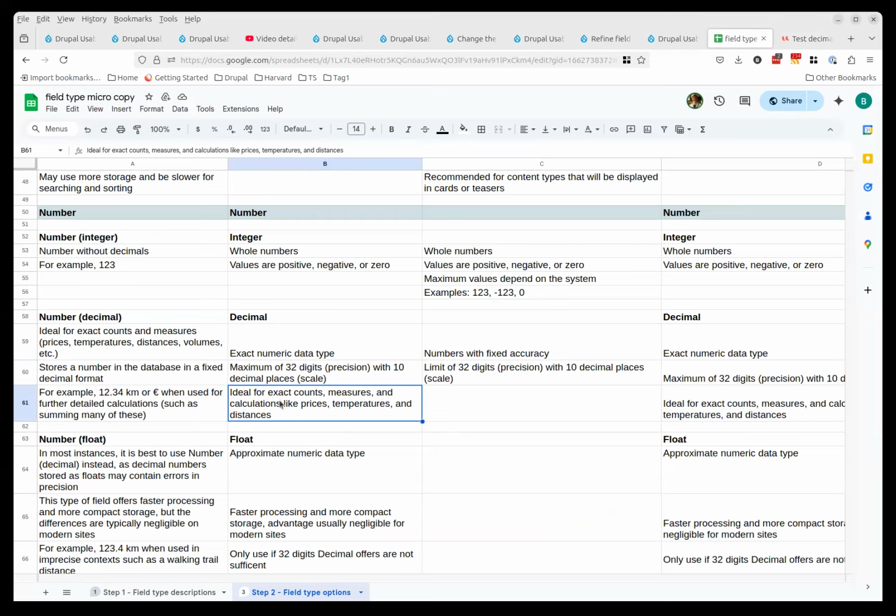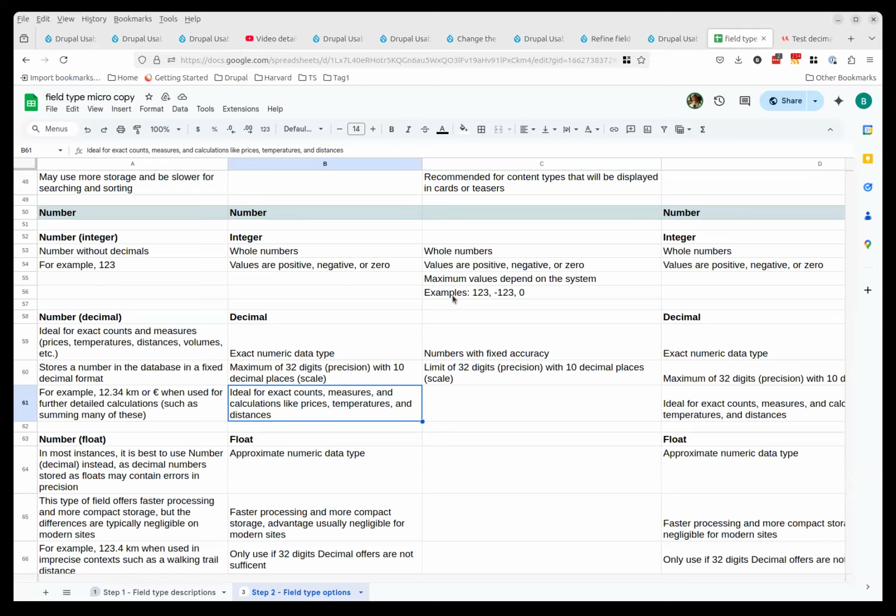We have to change it to recommended. So are we going to keep this text, or just give examples? We didn't give recommended for... Oh, right. True.